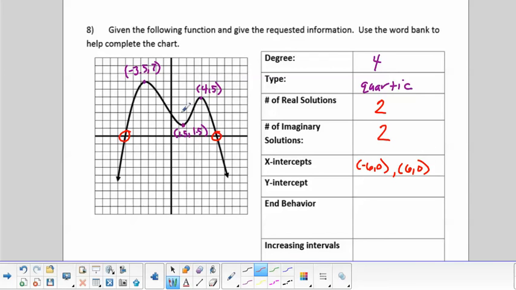All right, the y-intercept is right here. It looks like it's about 2.5 or 3. Let's see. We're going to go with 3 for that one.